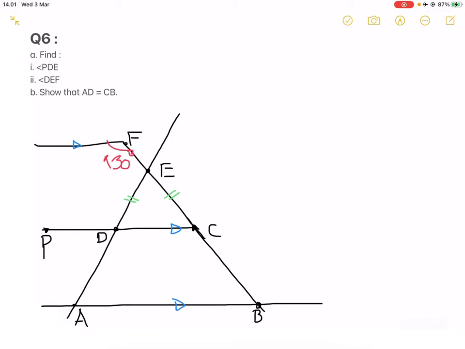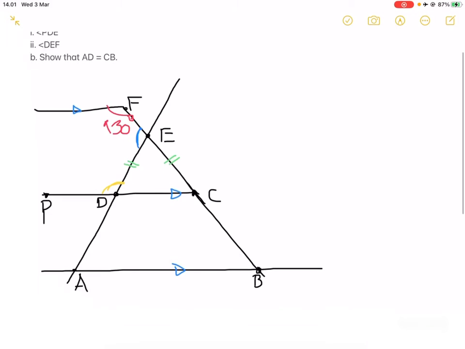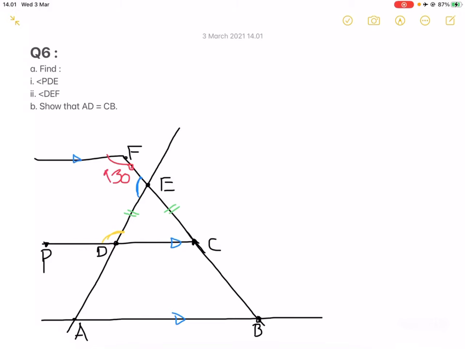This is a little bit of a tricky one. First we need to find angle PDE, which is this angle, and DEF, which is this angle right here. And next we're going to show that AD is equal to CB later on. So let's just focus on part A first.